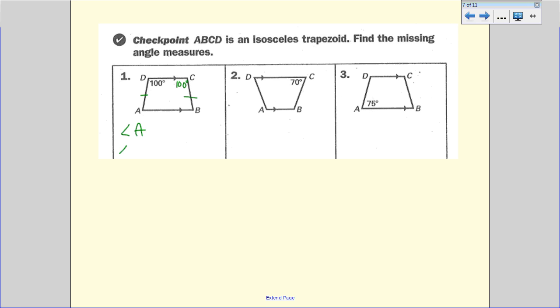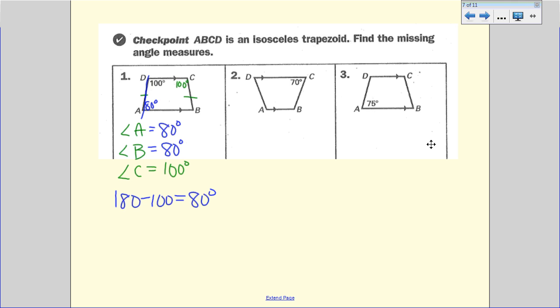So I don't know angle A, I don't know angle B yet, but I do know that angle C is 100 degrees. I know that angle A and angle D are supplements. So I know I can do 180 minus the 100 degrees, and that's going to give me 80 degrees for angle A. I know that angle A and angle B are congruent because this is isosceles. So we have another 180-degree angle. All right? So we're still using this idea of relationships going back to the very beginning of the chapter. And so I want you to do now, and we will check in class.